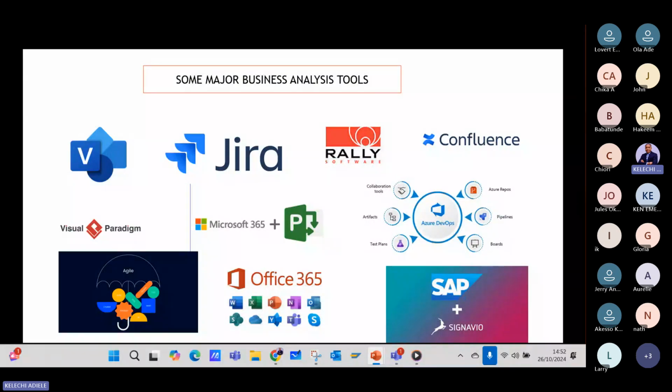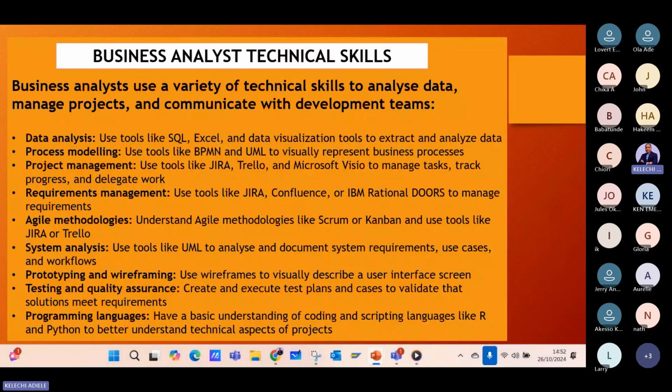So we're going to use some of these tools and we're going to enjoy the journey, and also some technical tools. Data analysis is one, SQL, process modeling, requirements management or engineering, agile methodologies. These are also test and quality assurance, prototyping, wireframe, business analysis, of course, UML. So giving you that picture, right?